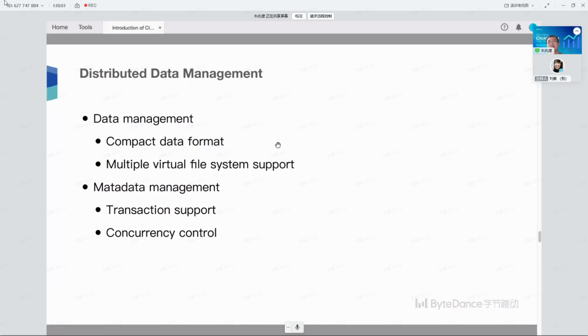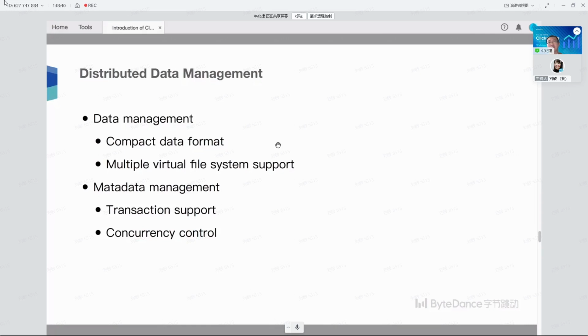So instead of storing those columns separately, we use a compact data format for our new architecture. And also, in order to support different environments and different clouds, we need to do some abstraction at the file system layer. We need to have a virtual file system abstraction. After that, we can support different kinds of backend storage systems easily.